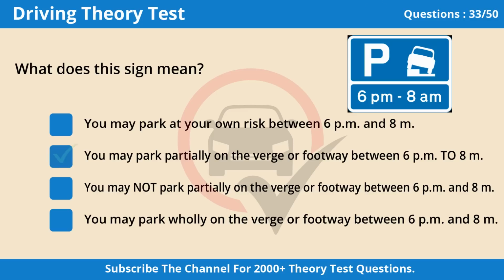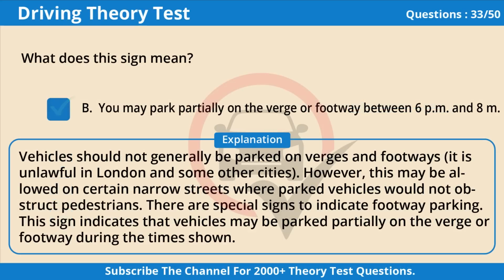B. You may park partially on the verge or footway between 6 p.m. and 8 a.m. Vehicles should not generally be parked on verges and footways. It is unlawful in London and some other cities. However, this may be allowed on certain narrow streets where parked vehicles would not obstruct pedestrians. There are special signs to indicate footway parking. This sign indicates that vehicles may be parked partially on the verge or footway during the times shown.